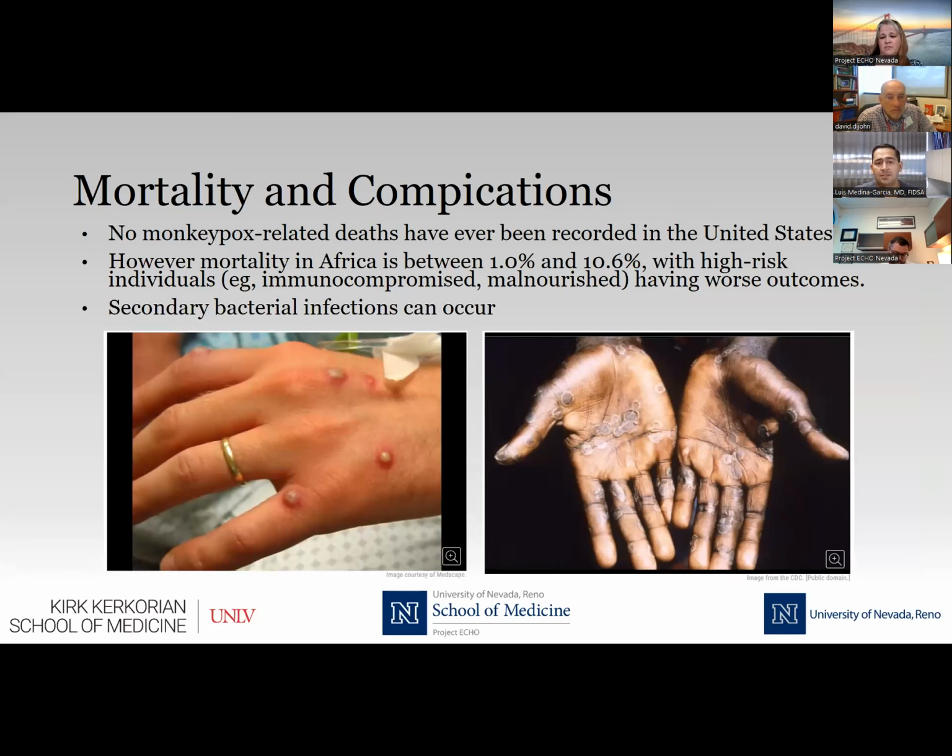Mortality and complications. So in the United States, we haven't had any deaths, and there have been a few deaths in the current outbreak internationally. In Africa, it's reported to have a mortality between 1% and 10.6%, with high-risk individuals like those that are immunocompromised having worse outcomes. And one of the complications that you can see is secondary bacterial infections on the wounds.